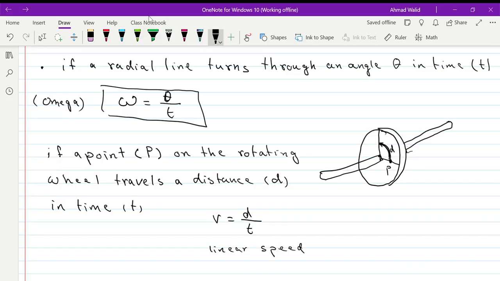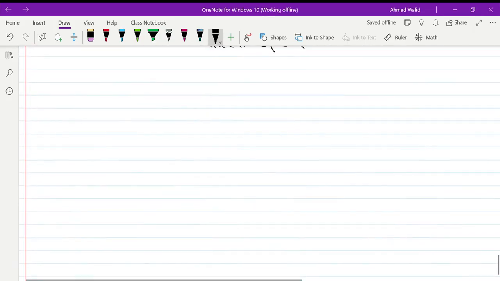This was angular speed. Correct? These are the last two formulas in your section 7.1. Let's do an example.